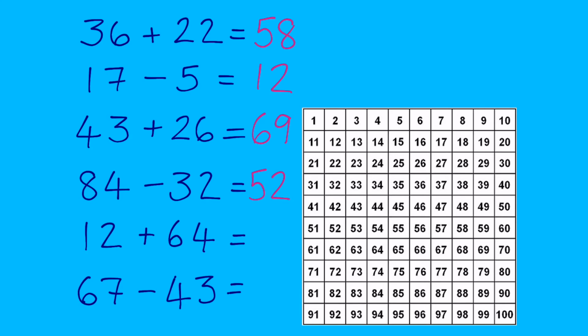12 plus 64 is 76. And 67 take away 43 is 24. Well done.